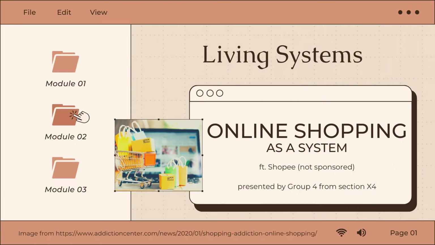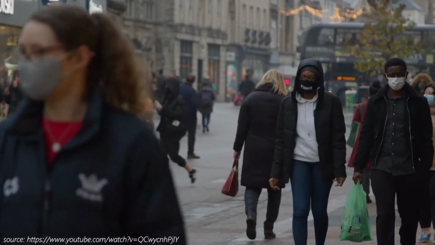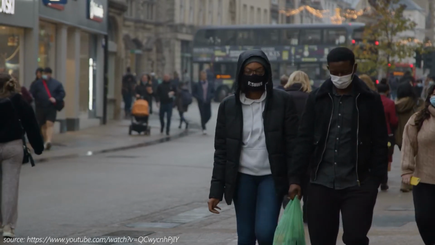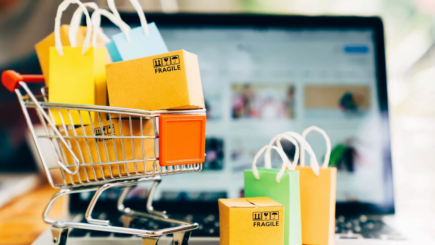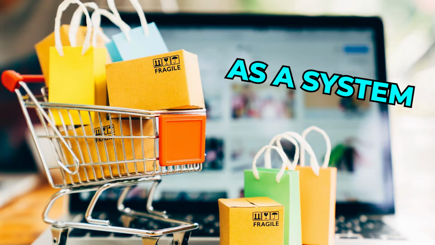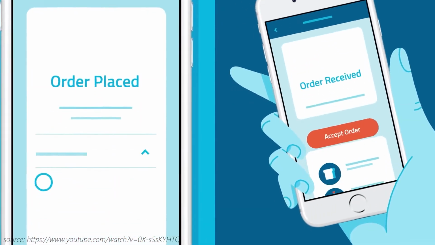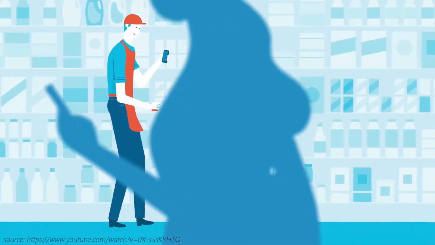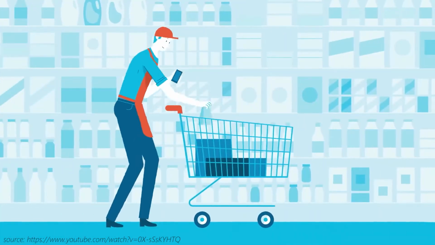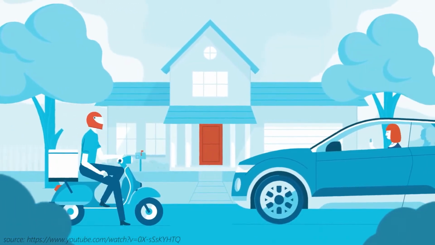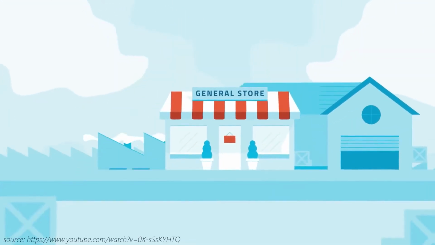Good day everyone, we are Group 4 and we will be discussing online shopping as a system. The outbreak of COVID-19 led to many restrictions which eventually gave birth to new trends, one of which is online shopping. Our group has decided to look at online shopping as a system, specifically Shopee. The online shopping system consists of several elements which all work together with the purpose of supplying a product to a buyer and granting profits to the seller, logistics partner, and the online shopping application. Now, let us look further into the said system.